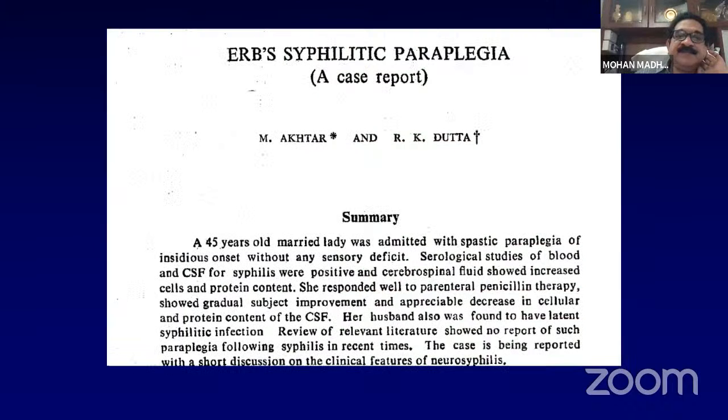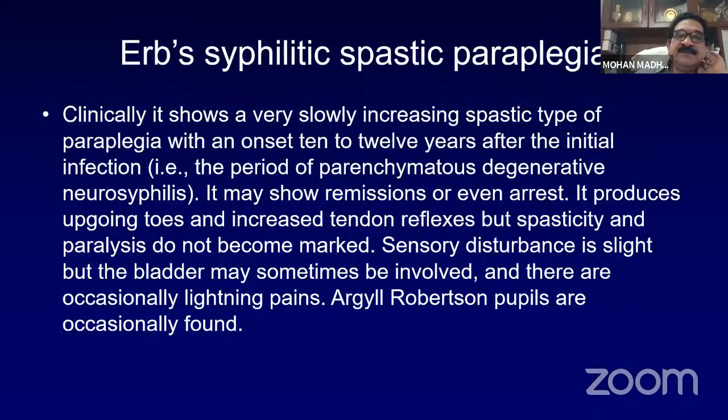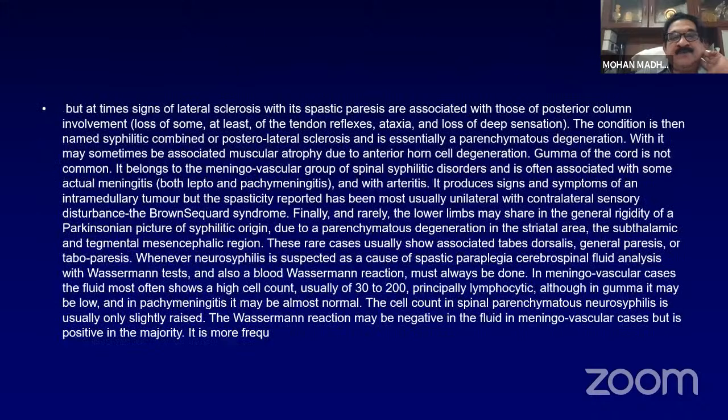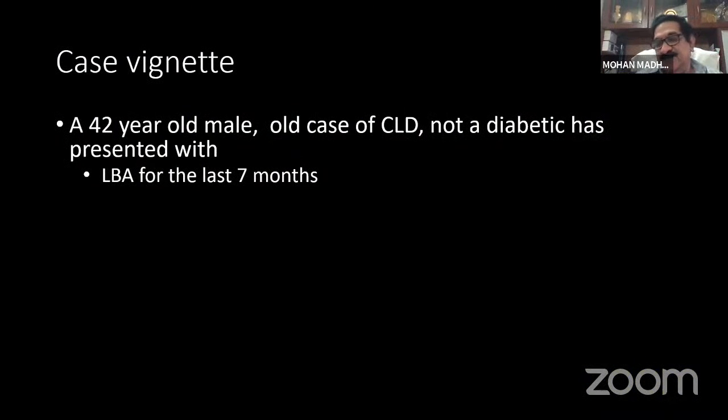This is syphilitic paraplegia. Actually, this is from the literature. It slowly progresses, spastic type. It may have remissions or even arrest. Then they can have sensory involvement, but sensory involvement is always mild, and Argyll Robertson pupil is occasional. Okay, any questions in this case? The learning point is that when you get a typical non-compressive myelopathy, you have to investigate thoroughly and think of odd or rare conditions.